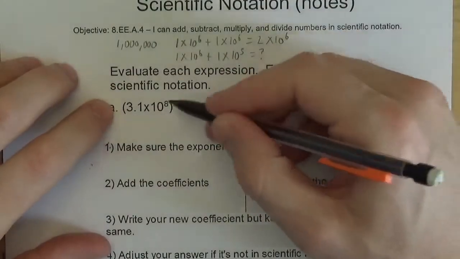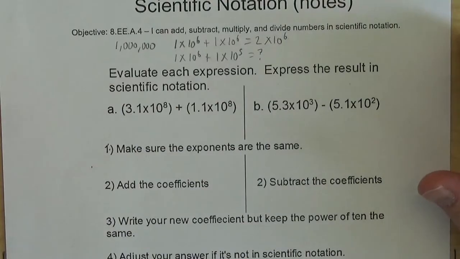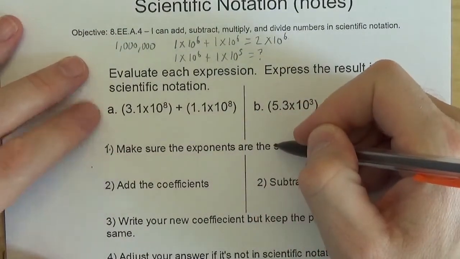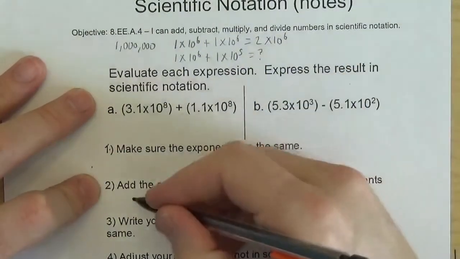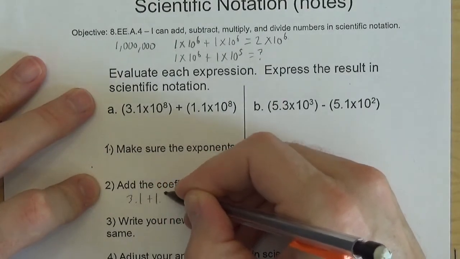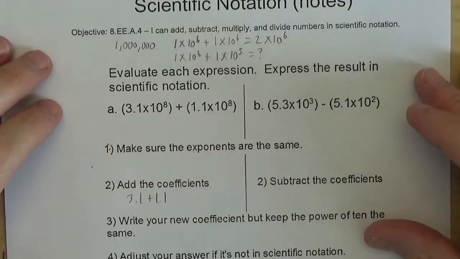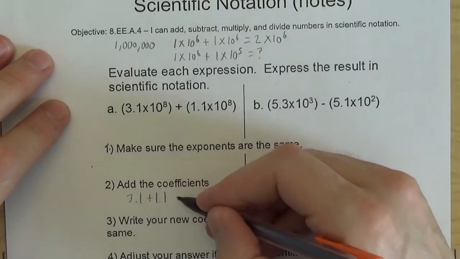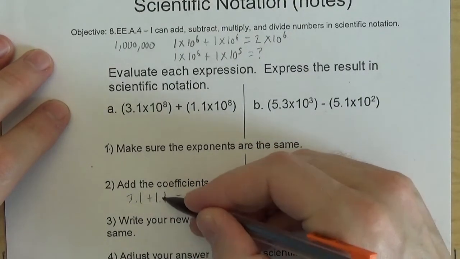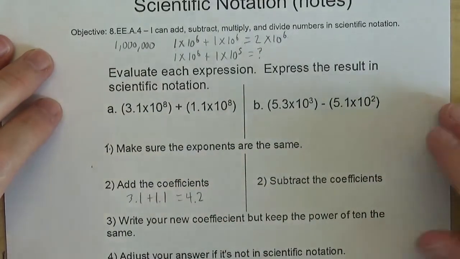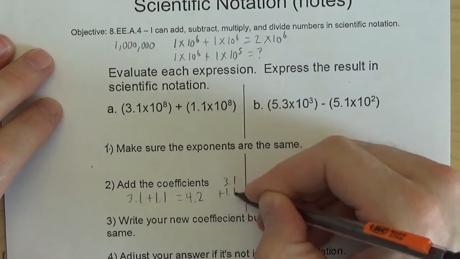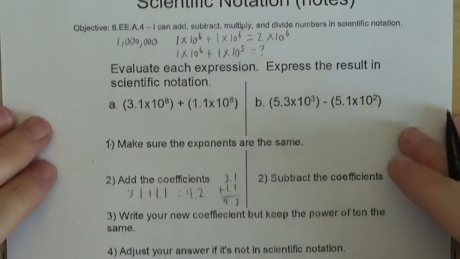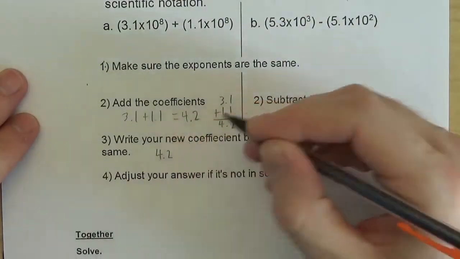So in A, they are the same already. 10 to the 8th is 100 million. So these are both in the 100 millions. Because they're both in the 100 millions, we can just add the coefficients together. So we don't really need to do anything for step number 1 on this one. For step number 2, we've got 3.1 plus 1.1. We may be doing some calculator work with these decimal numbers today, but for this one, we can figure it out. 3 plus 1 is 4, and 0.1 and 0.1 is 0.2, so 4.2 altogether. You could also line this up and do 3.1 plus 1.1 and get 4.2. So we're going to rewrite our new coefficient as 4.2.